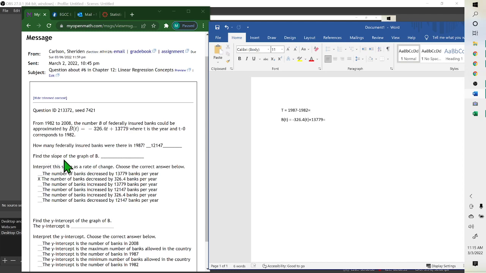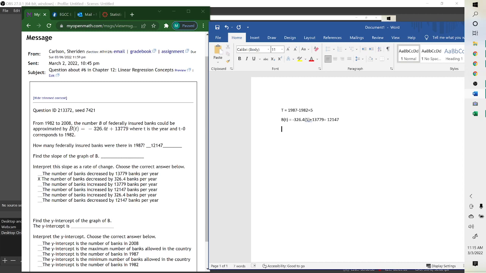The first one says, how many federally insured banks were there in 1987? Well, in 1987, you got to find out how many years that was after 1982. So T equals 1987 minus 1982, which is 5 years after 1982. So in place of T in the equation, we put 5. And if you calculate that, you should get 12,147.